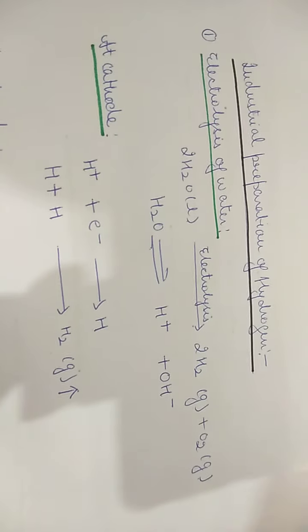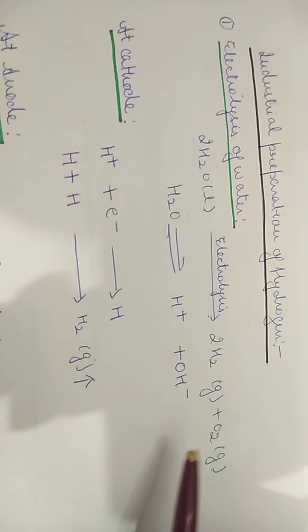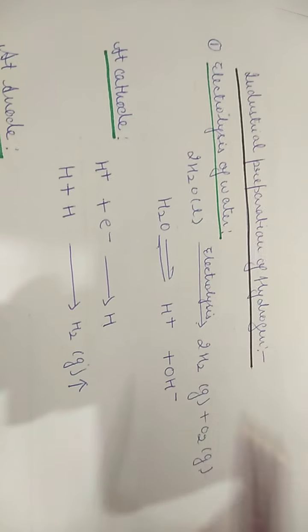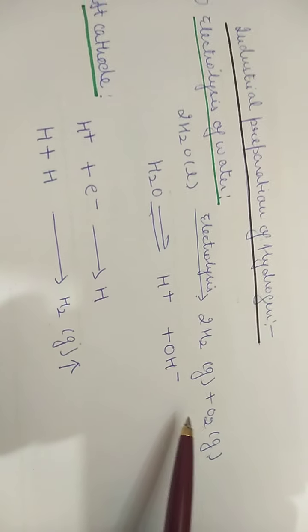So we will study today the methods of preparation of hydrogen. First is electrolysis of water. When water is subjected to electrolysis, hydrogen and oxygen are released.